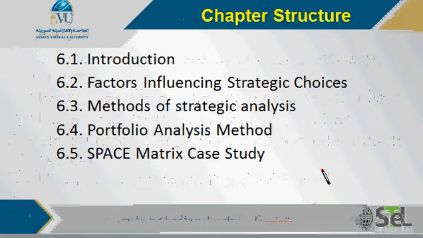So, what is our chapter structure? We start with an introduction. We identify factors influencing strategic choices. Then methods of strategic analysis will be identified. Portfolio analysis methods will be discussed. A SPACE matrix case study will be introduced at the end of this chapter, chapter number 6, business strategic choices.